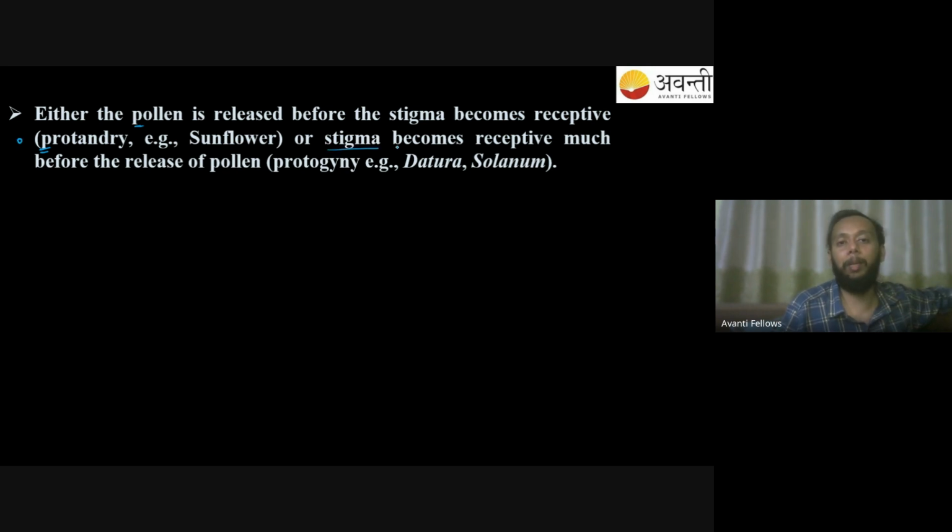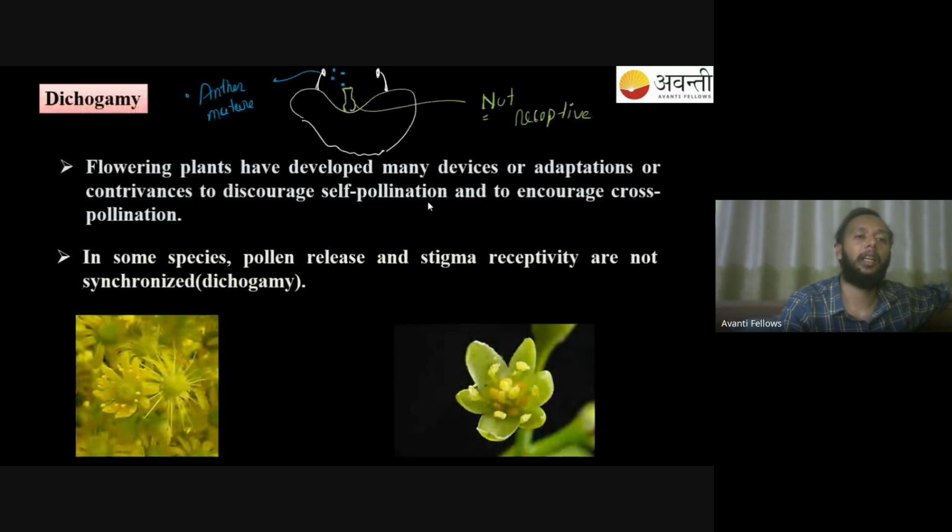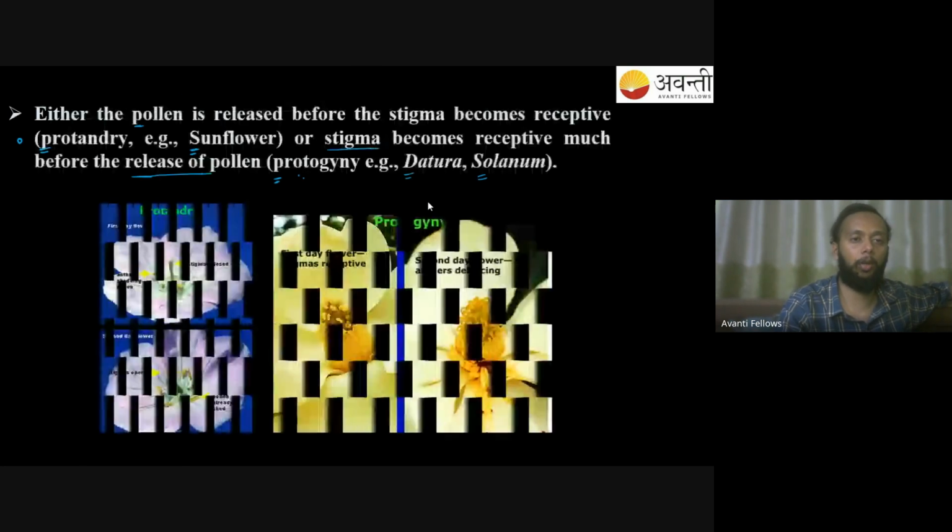Or stigma becomes receptive much before the pollen are released. Stigma receptive हो गया, लेकिन pollen release नहीं हुए अभी आपके. If that is the condition, then that is called protogyny. So यहाँ पे stigma ready है, ऊपर में मेरा pollen grain ready था. Okay, so those are the terms you can get to see, protogyny and protandry. Right, an example can be seen. Sunflower is an example of protandry, and for protogyny you have Datura and Solanum. Okay, so you should understand the term dichogamy. Dichogamy term should be very much clear to all of you. ये एक बड़ा ही महत्वपूर्ण term है.